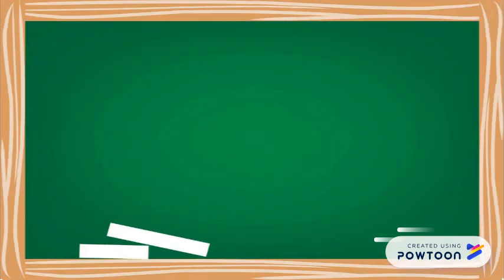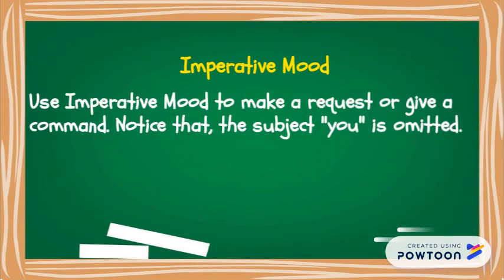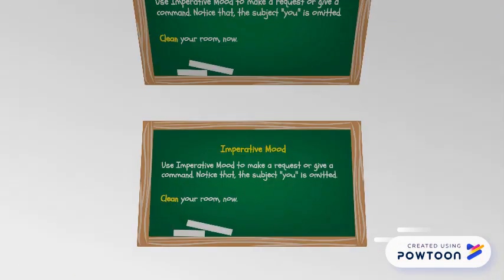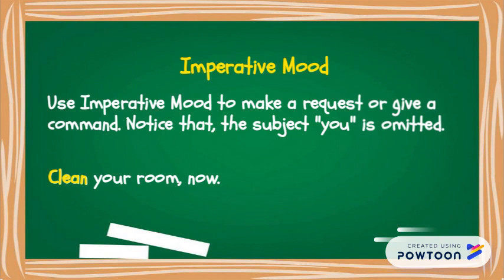Now let's talk about the imperative mood. The imperative mood is what you use to make a request or give a command. Imperative sentences are written in the imperative mood when you use the subject you, even though the subject you is omitted in the sentence. Let's look at the example. Clean your room now means, you clean your room now. That omitted subject, and the fact that we're looking at a request or a command, tells us these verbs are in the imperative mood.